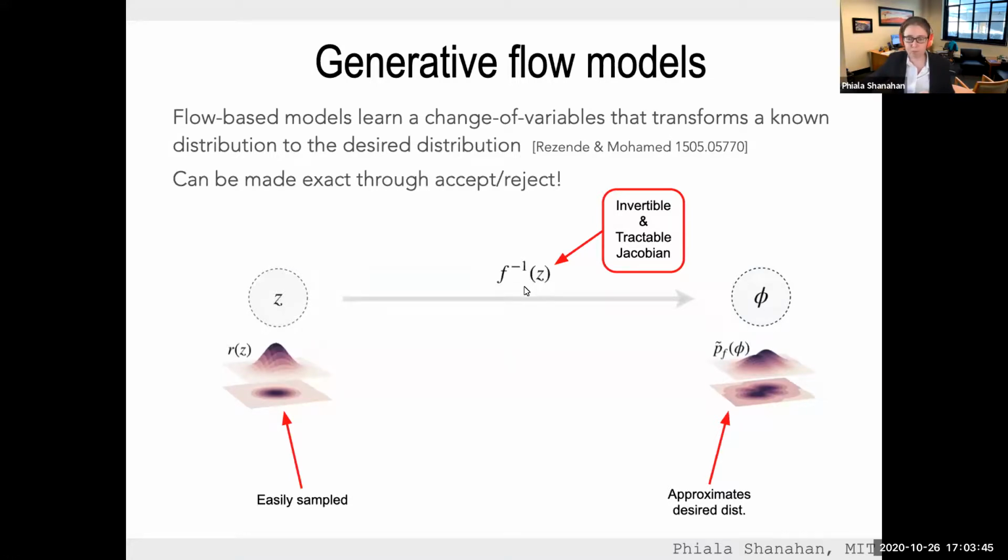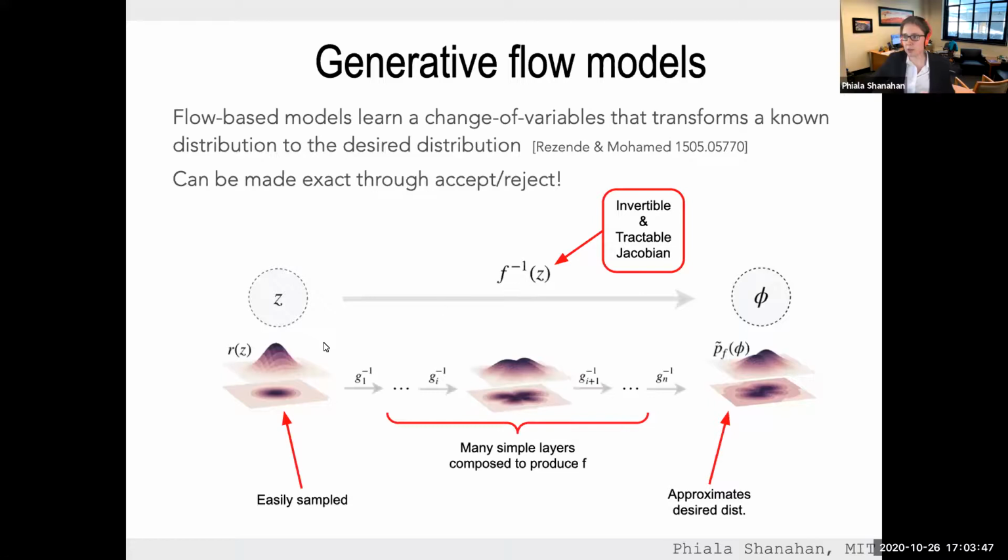So we can generate functions like this by composing them from many simple functions in a way that we still have an invertible function with a tractable Jacobian that lets us do this. And then we can optimize the parameters of this function to let us sample from the distribution of interest.